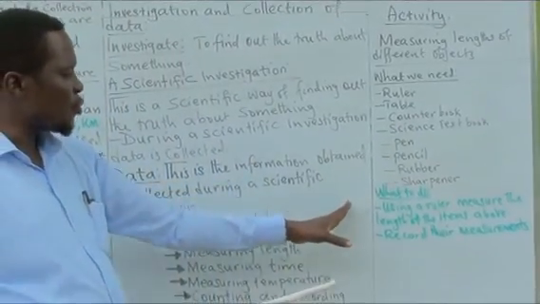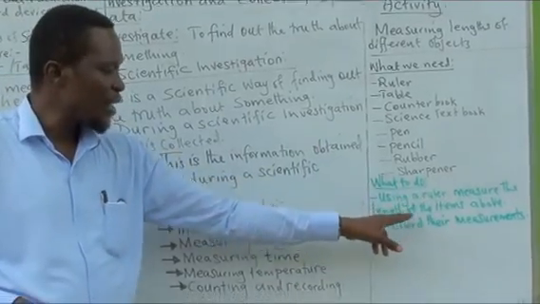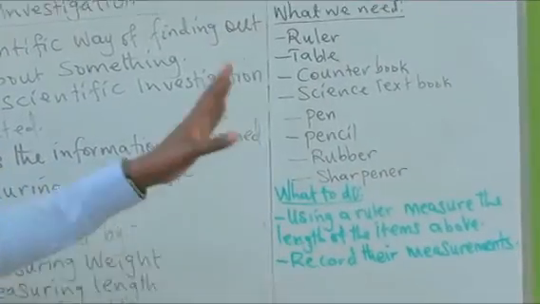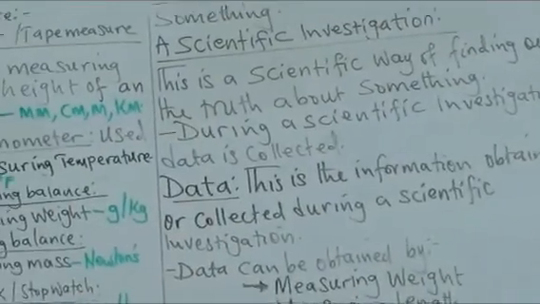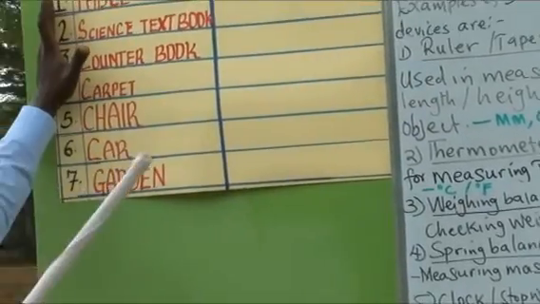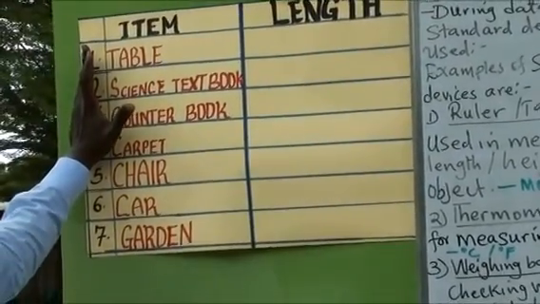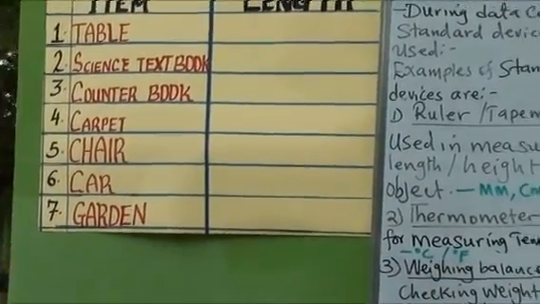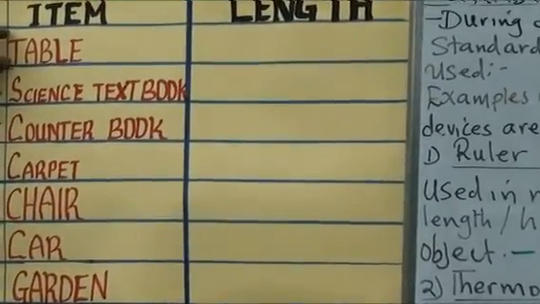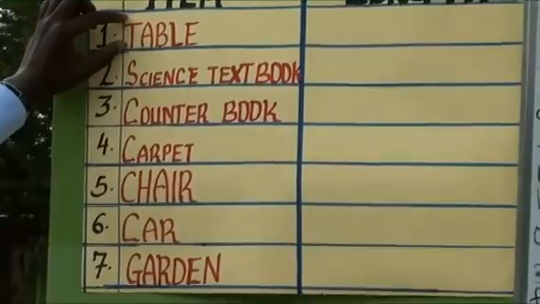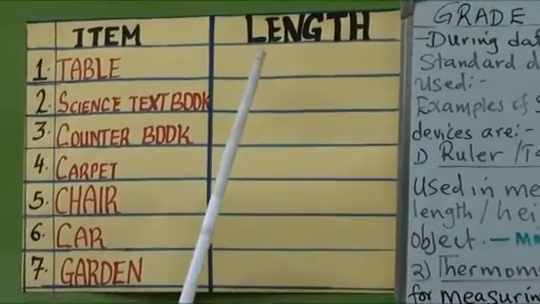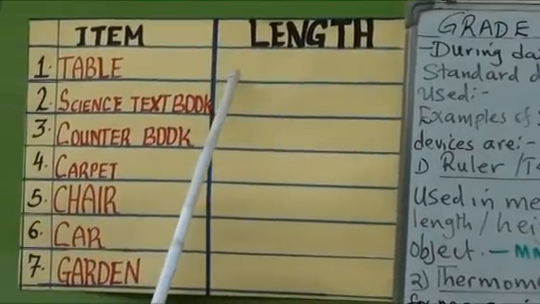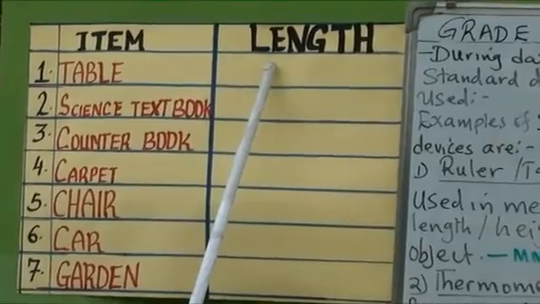So what are we going to do? Using a ruler, measure the length of the items above. Then you record them in the chart that has been listed here. This is the activity that I'm giving you as homework. You are going to do this at home using the standard devices. You are going to measure the length of the table and record its length there. So if you find that the table is 1.5 meters, you record there 1.5 meters.